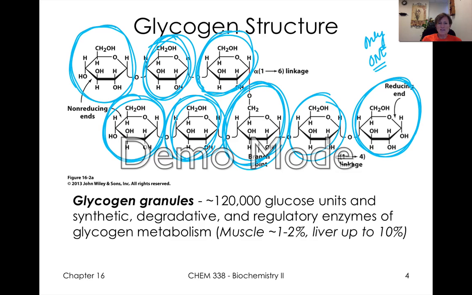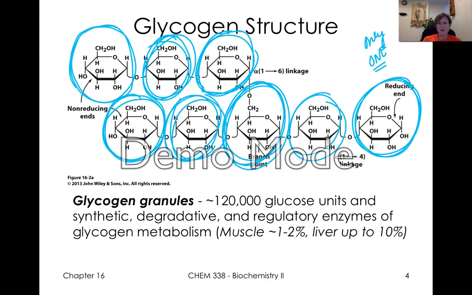So a couple of things to think about here. When we talk about glycogen, it's really what we call a glycogen granule. So basically there's about 120,000 residues of glucose that are all hooked together in this branched polymer. And these glycogen granules not only contain these glycogen molecules, but they contain all the synthetic, degradative, and regulatory enzymes to facilitate glycogen metabolism, kind of an all-in-one package. And the dry weight of liver can actually be about 10% of these glycogen granules. Not as much in muscle, but again, muscle's use tends to be local, whereas liver will provide glycogen and then glucose for global use.